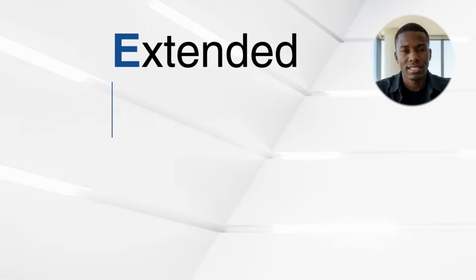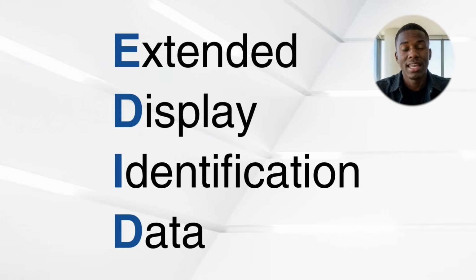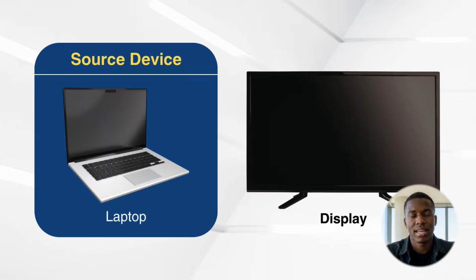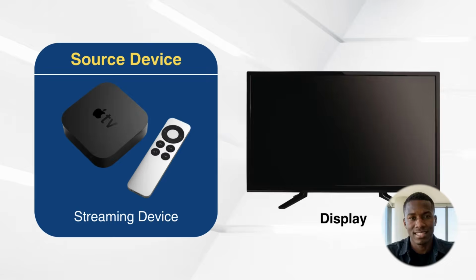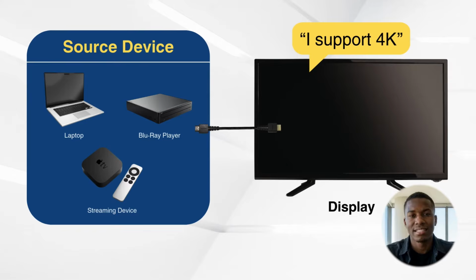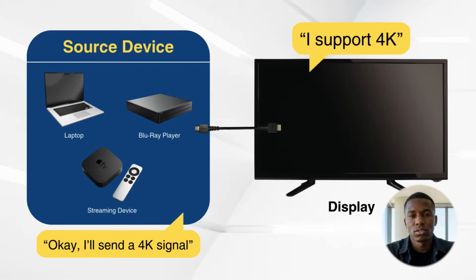EDID stands for Extended Display Identification Data. It's a small data file stored inside a display like a TV, projector, or LED processor. When a source device like a laptop, media player, or streaming device connects, the display tells the source exactly what it supports, like 1080p or 4K, 60 Hz or 120 Hz, stereo or surround sound formats, so the source can send a signal the display can actually handle.